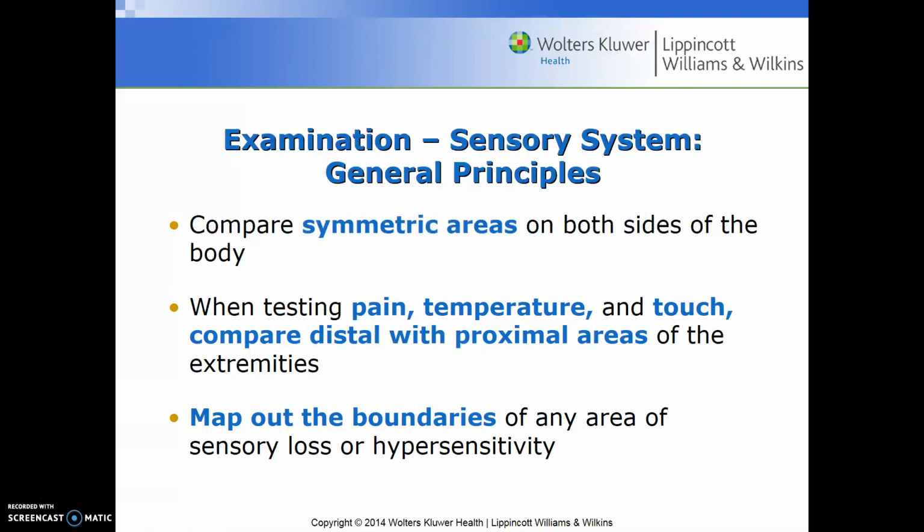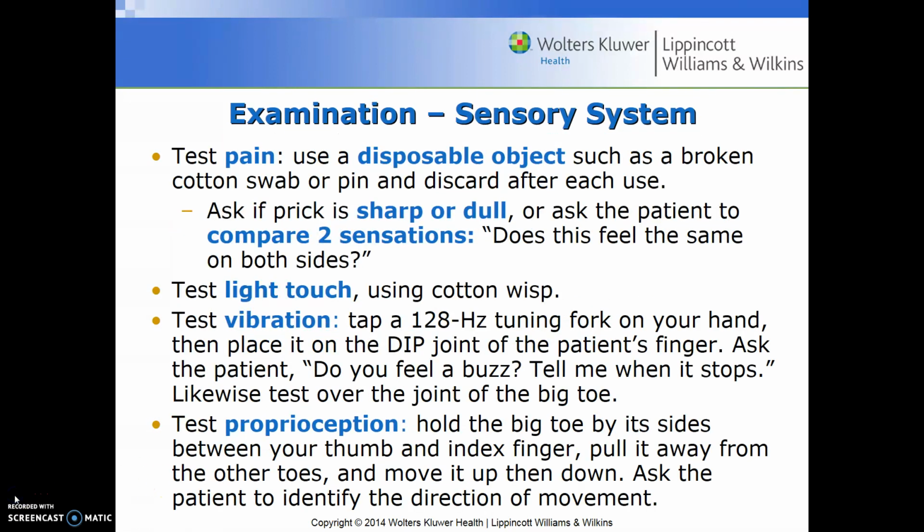So you always want to compare symmetric areas on both sides of the body. When testing pain, temperature, or touch, you compare distal with proximal areas of the extremities, and you map out the boundaries of any area of sensory loss or hypersensitivity. When you're testing for pain, you compare two sensations, and you can do the sharp, dull. You have to test for light touch using a cotton wisp. You can test for vibration using a 120 hertz tuning fork, and the explanation is on the slide.